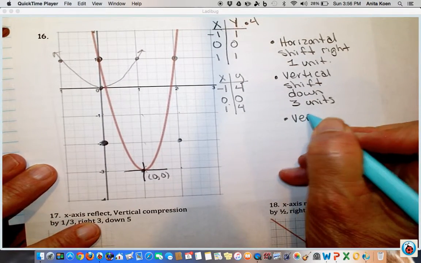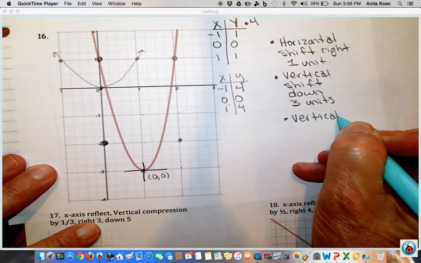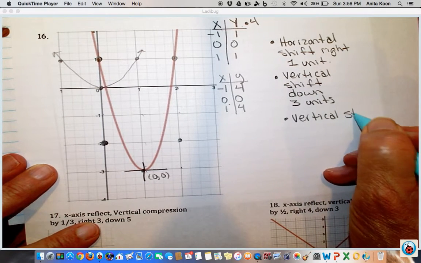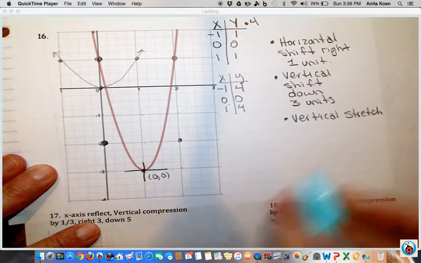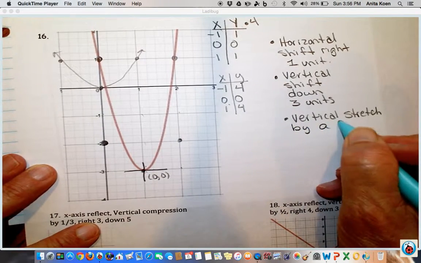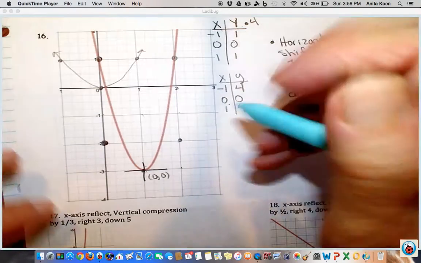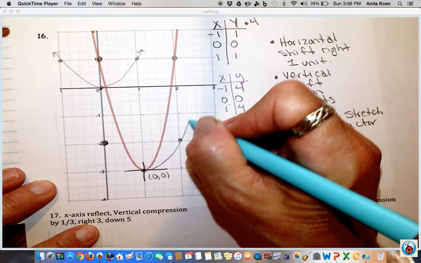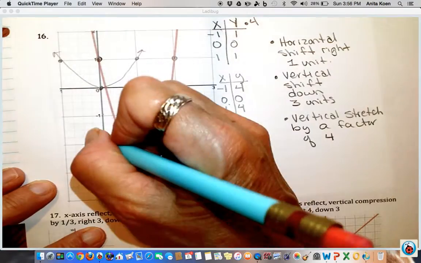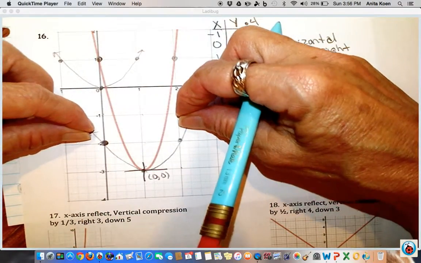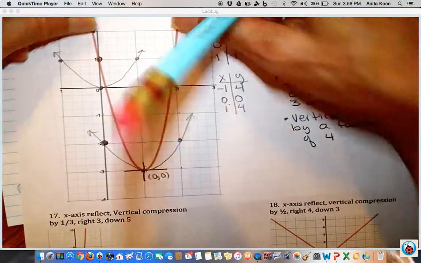My y's have been multiplied by 4. So that's a vertical stretch by a factor of 4. Because I've stretched the graph up. This would be where my normal parent function is. And I've taken the ends of this and stretched it up. And when I stretch it up, it gets skinnier.